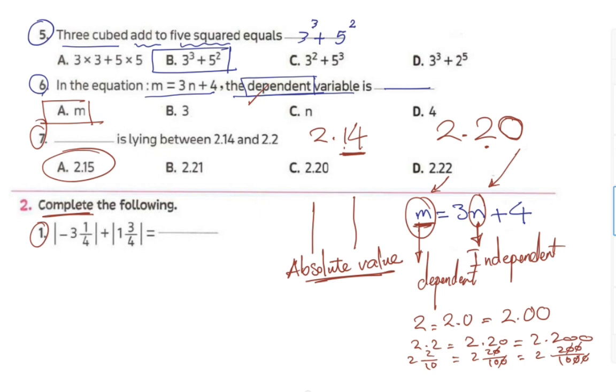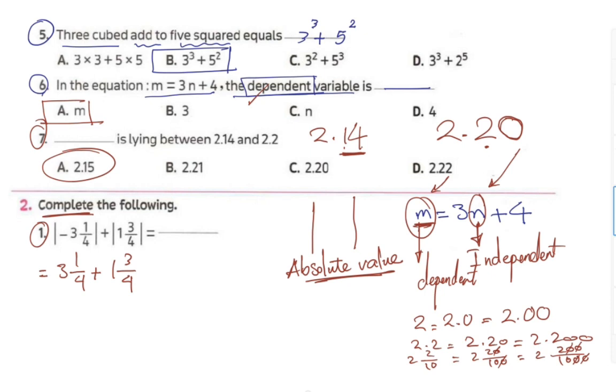So look with me here. I have absolute value of -3 and 1/4 plus absolute value of 1 and 3/4. Look with me. That's equal to: negative will be positive and positive stays the same. Finished. Okay, but I need to find what? I need to find the final result. So I need to add.